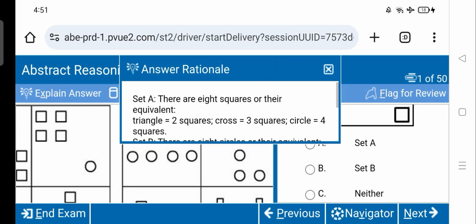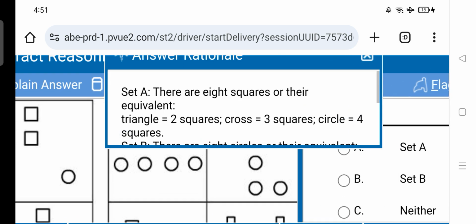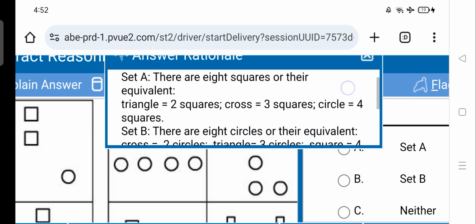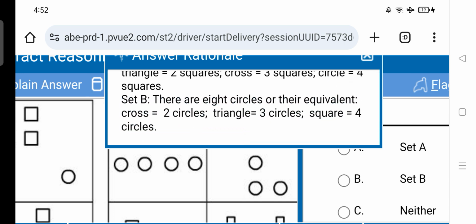In the explained answer, for set A there are 8 squares or their equivalent. These are the rules for set A and set B, which you can use to choose the right option. Triangle equals 2 squares, cross equals 3 squares, and circle equals 4 squares. And the set B rule is that there are 8 circles or their equivalent. Cross is equal to 2 circles. Triangle equals 3 circles. Square equals 4 circles.